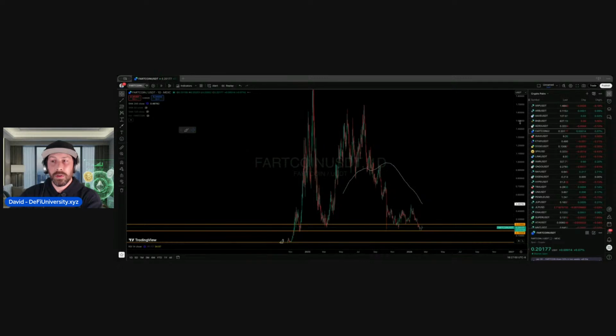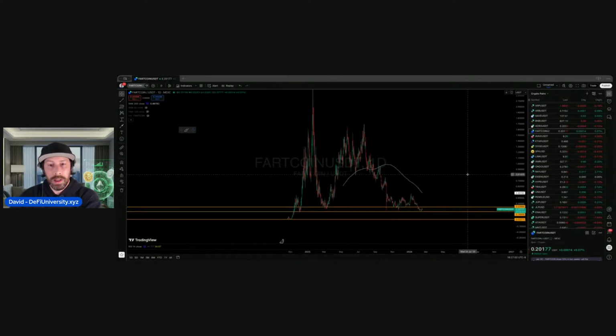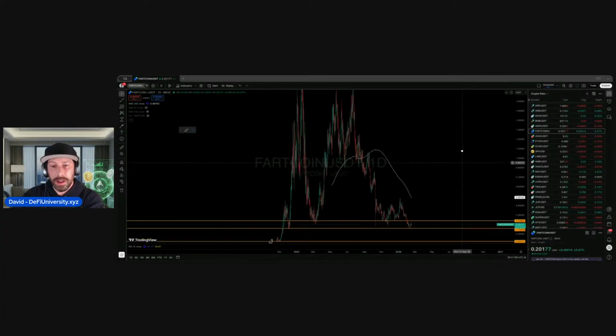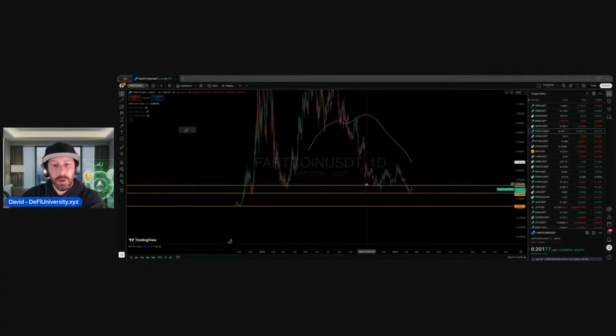So here's Fartcoin. Fartcoin is just a straight up meme coin, and this one has an interesting pattern here with these three tests. So let me just go ahead and mark this. So right there, there's the first test of this level of support at 16 cents. Here's the second test. Here's the third. Remember, the more times a level of support is tested, the more likely it becomes that it breaks.